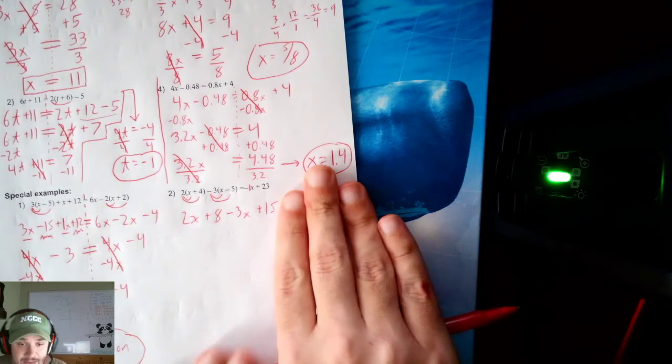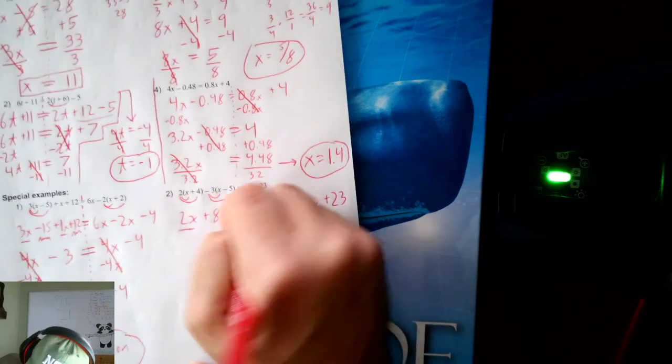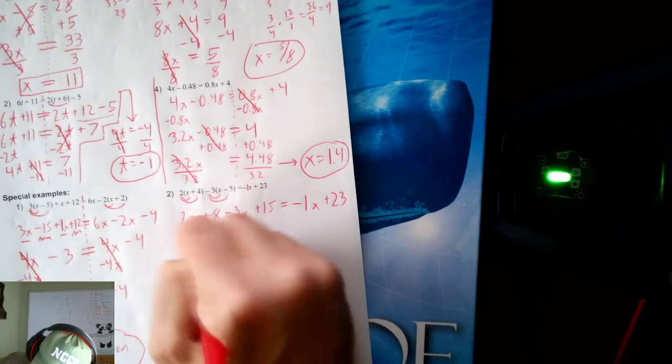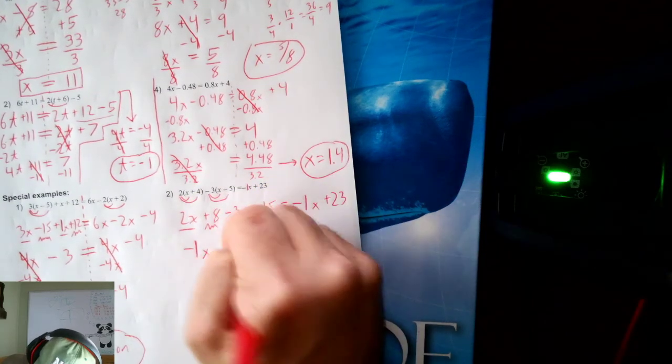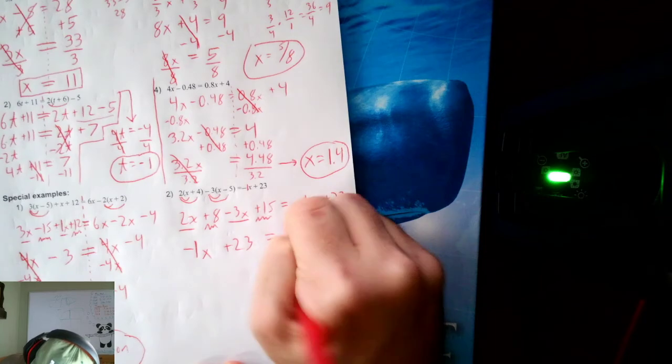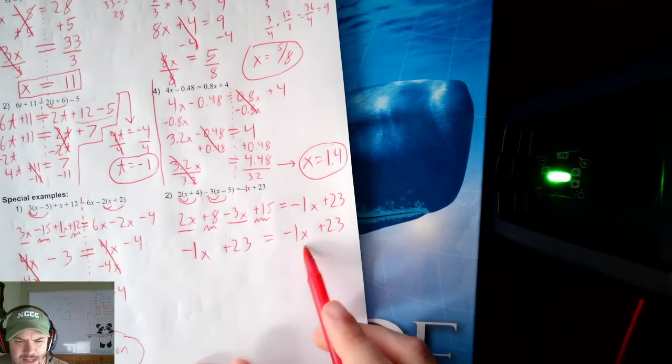Now, if I look at the left, I've got some like terms, right? I can clean up. 2x and minus 3x. 2 minus 3 is negative 1x. Plus 8 and plus 15 is plus 23. Which, weirdly enough, is exactly what was here.